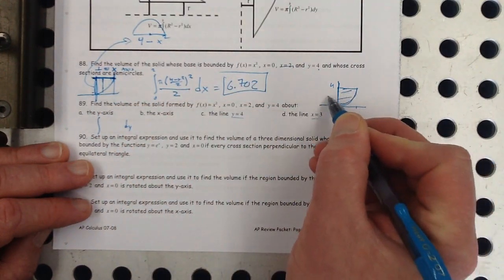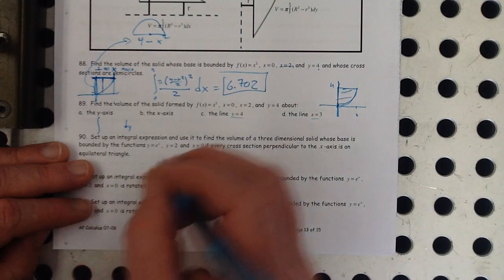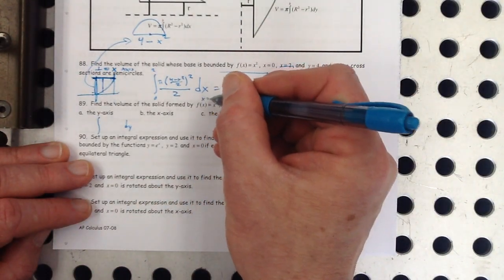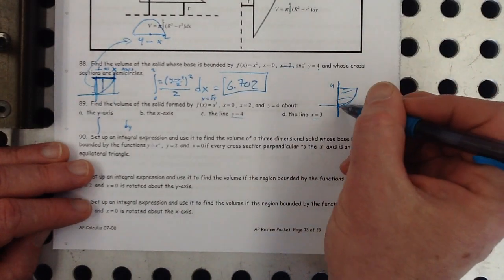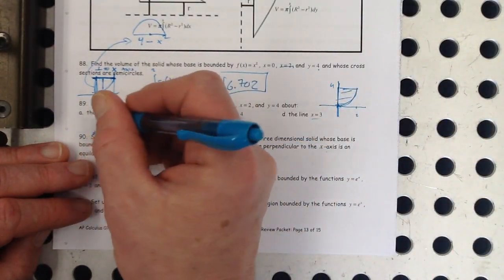That shape rotated around the y-axis is not hollow. And that's going to be x equals the square root of y, if I get it in that form. So y numbers, I'm going to go from 0 to 4.